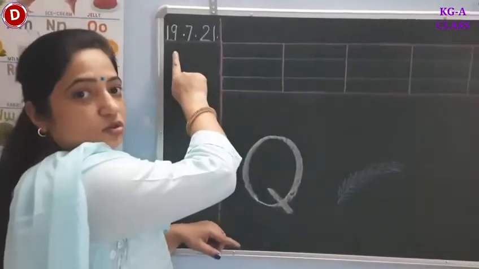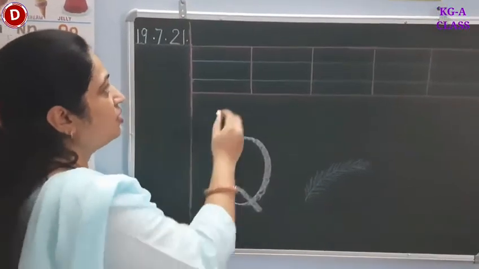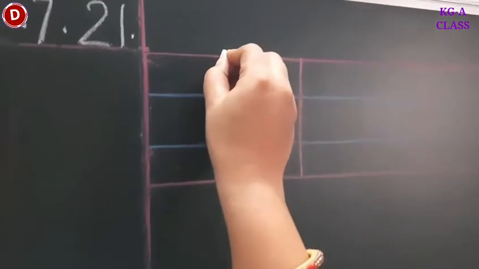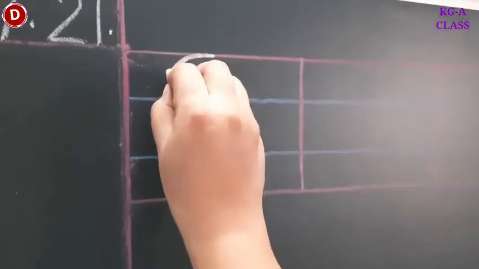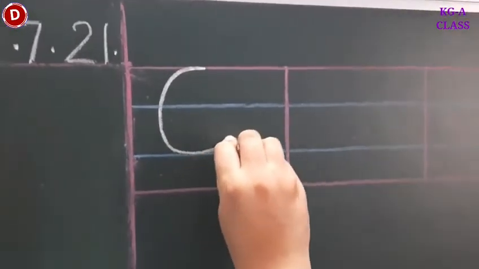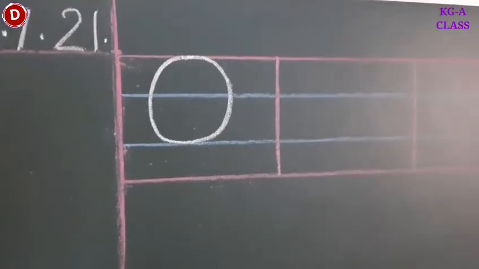Look here children, this is today's date. Today is 19th July 2021. You have to put your pencil on the red line. Look here. From here you have to make a semicircle till the second blue line. Then you have to go up and make a complete circle. And then you have to remove your hand.